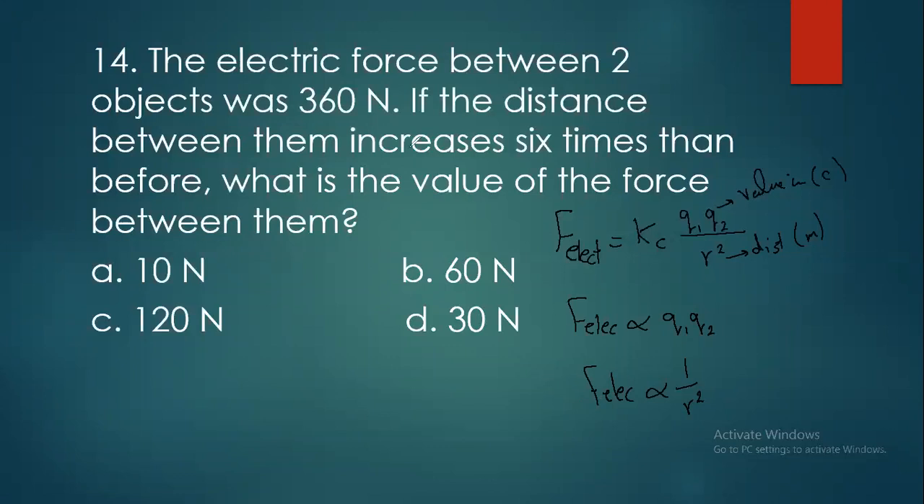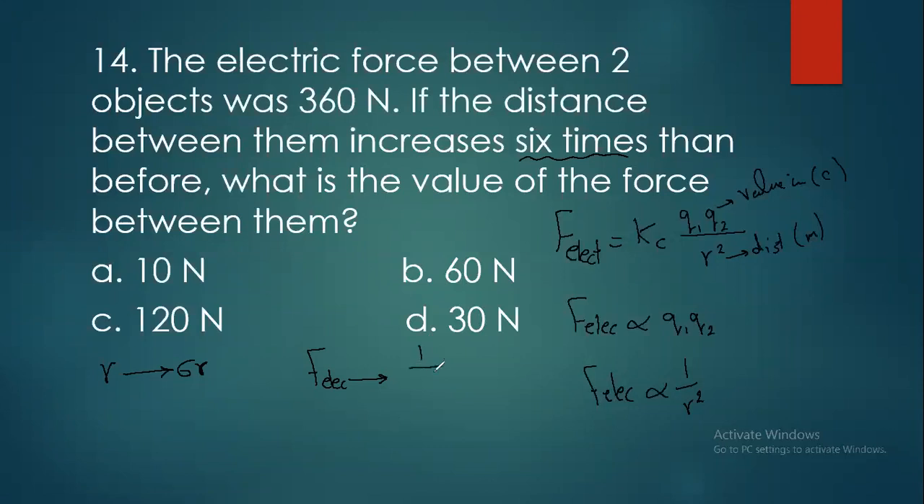So let's have a look at this point. The electric force was 360 newtons, and the distance increased by 6 times. We can write the formula in this way: R goes to 6R. So it increased 6 times, which means the charges moved further apart from each other. So in this case, the electric force F electric will decrease, right?